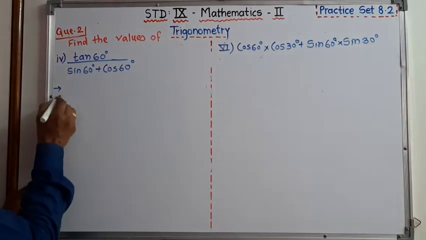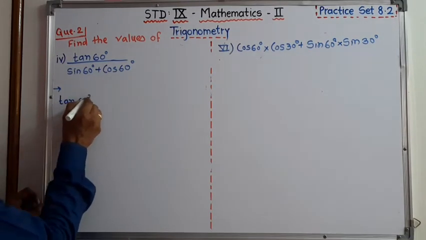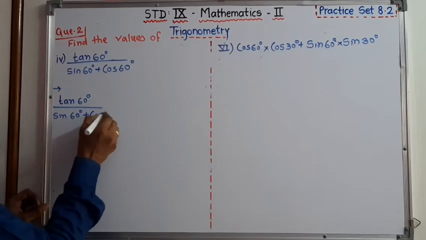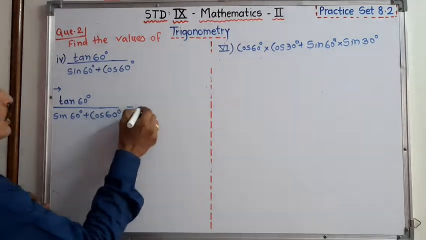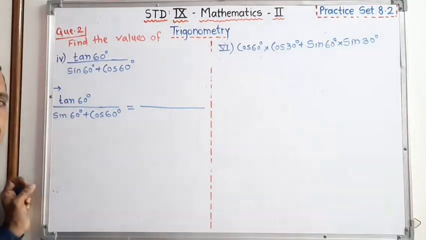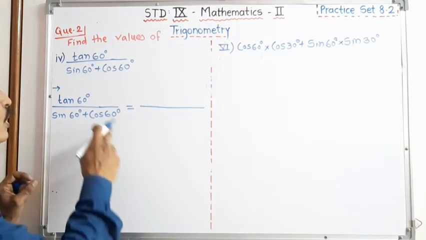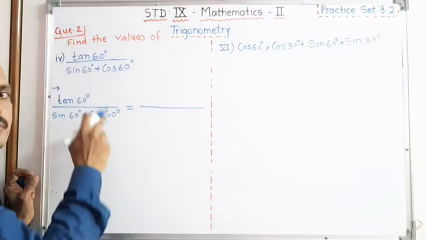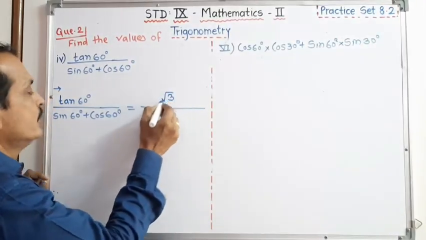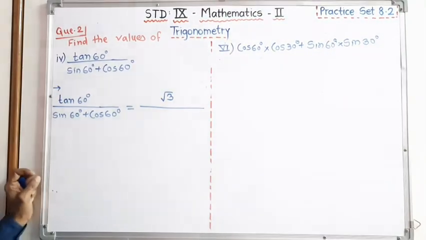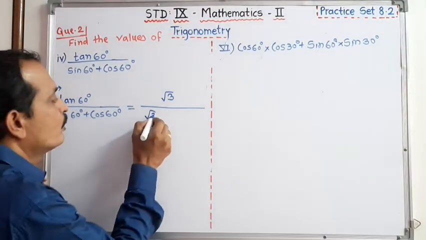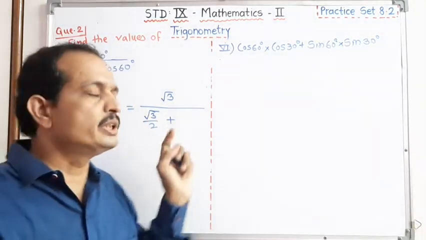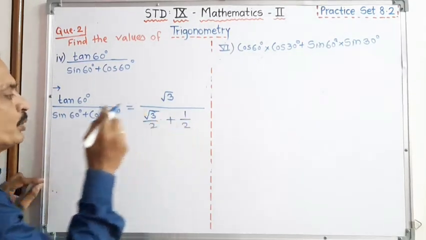For that purpose, see, dear student, first of all, tan 60 degree upon sin 60 degree plus cos 60 degree is equal to. First of all, write down the values of tan 60, then sin 60 and cos 60. The value of tan 60 is root 3. Then sin 60 is root 3 upon 2, plus we have to write the value of cos 60, and cos 60 is 1 upon 2.